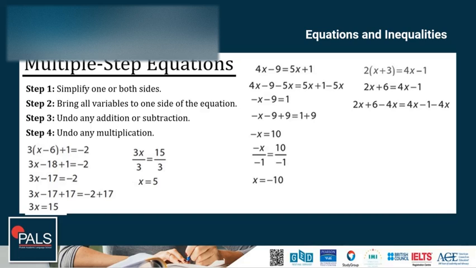Then moving all the x's on one side, we have negative 2x plus 6 is equal to negative 1. And then undoing the addition, we have negative 2x is equal to negative 7. Undoing the multiplication, we've got x is equal to 7 over 2.